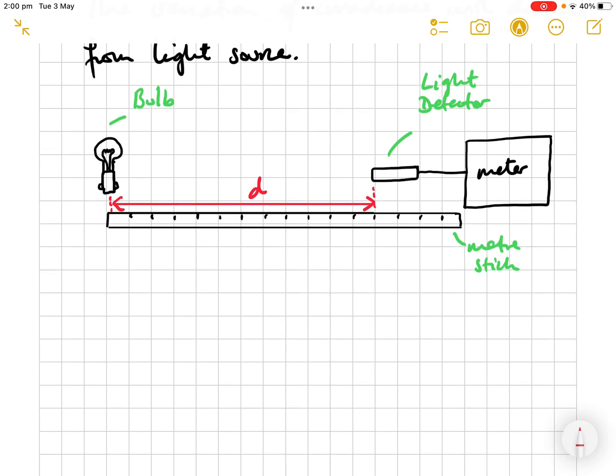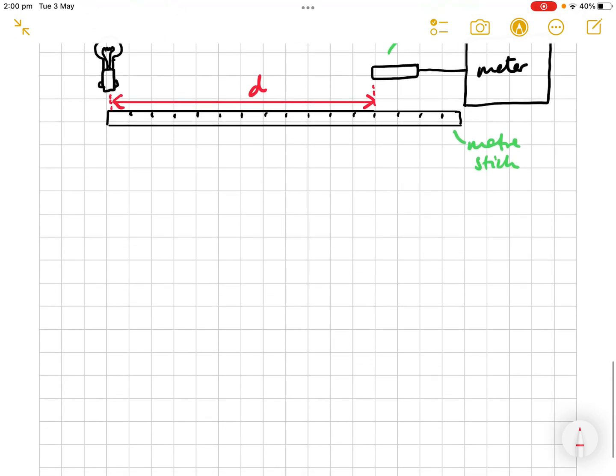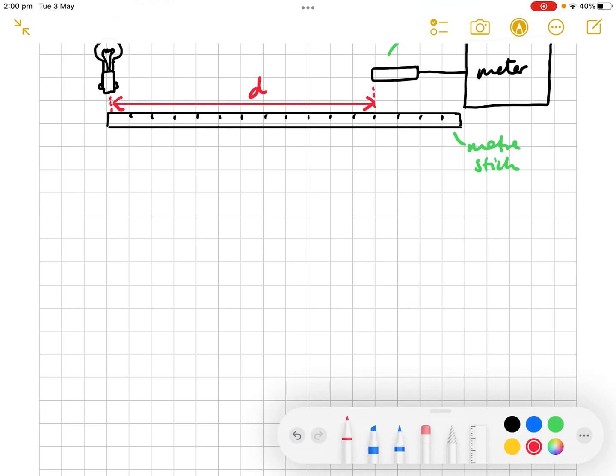Well, that's the apparatus. What we do is we basically switch on the bulb. We keep it at constant brightness, that's constant voltage, and we gradually move the light detector from a close position further and further away, maybe going further away in 2 centimetre steps, right up to maybe 50 centimetres or thereabouts, and we record the corresponding irradiance each time.